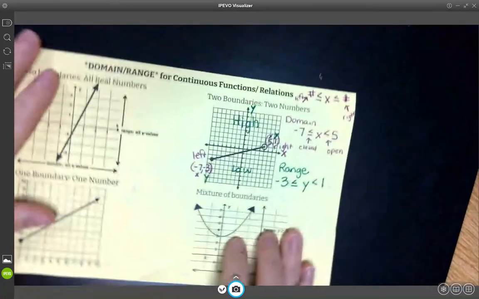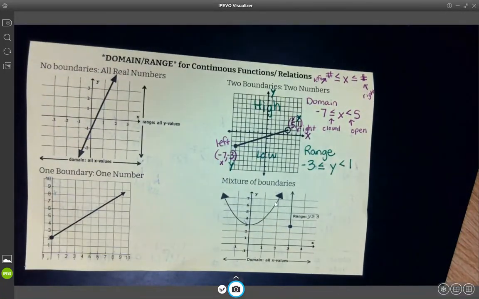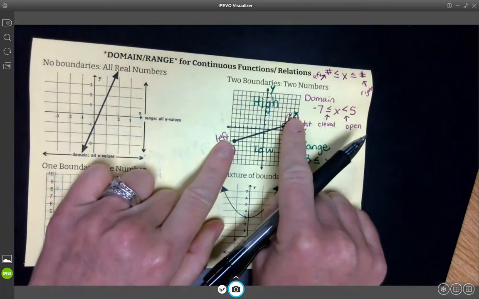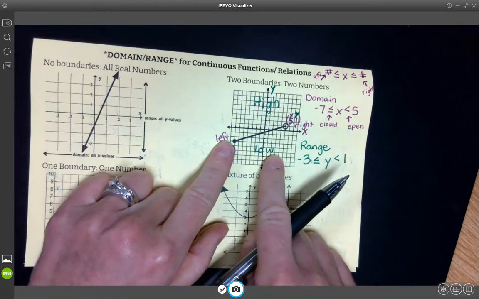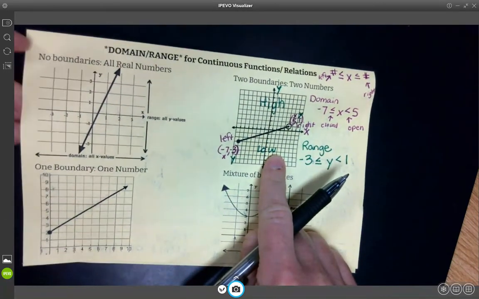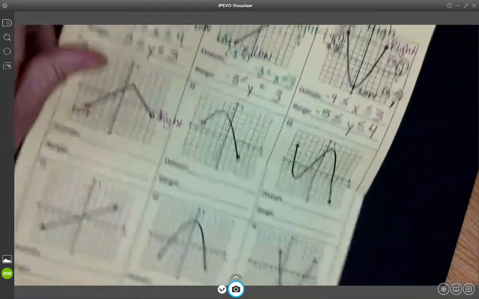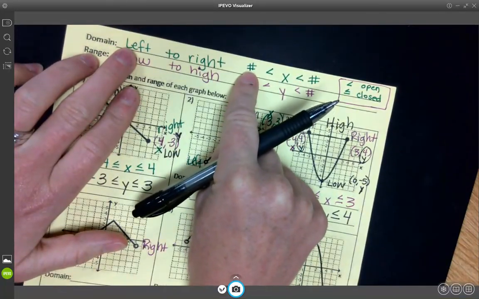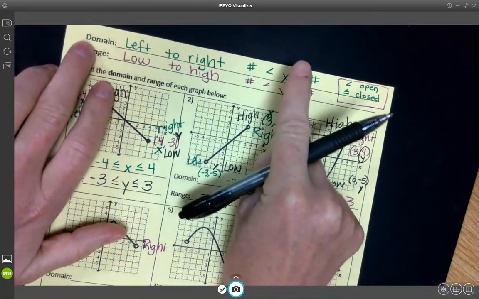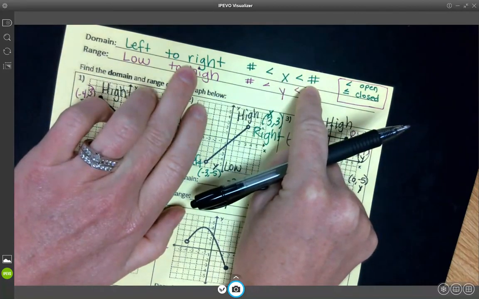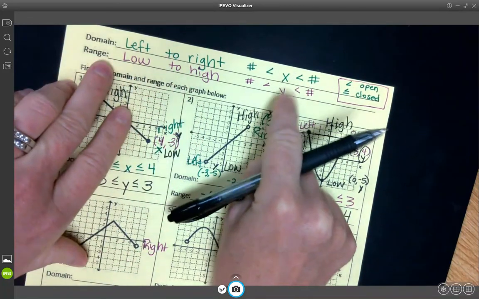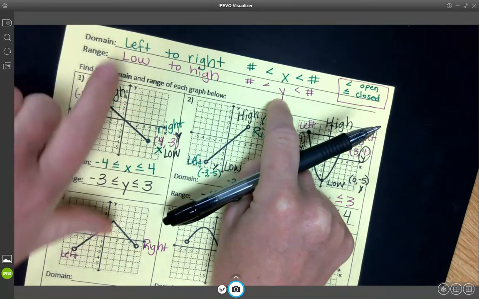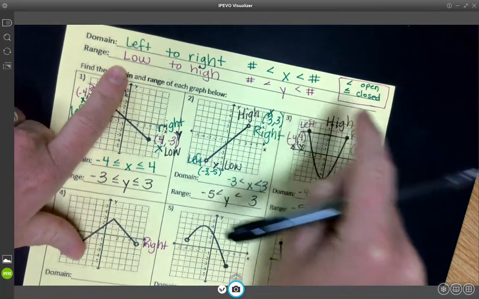Yesterday we did boundaries for domain and range. So we went left and right for domain and then low to high for range. Whenever we do this, we do the left number first, then for domain, X, then the right number is next. Then for range, we're looking at Y values. We go low to high.